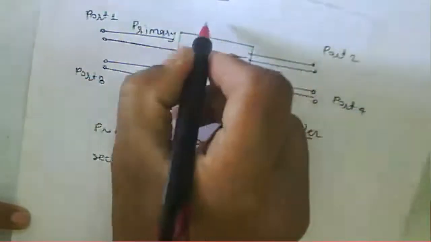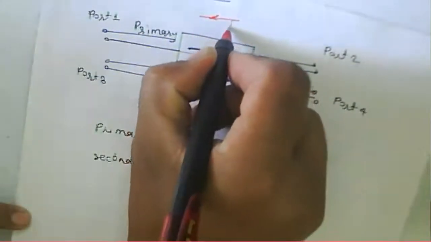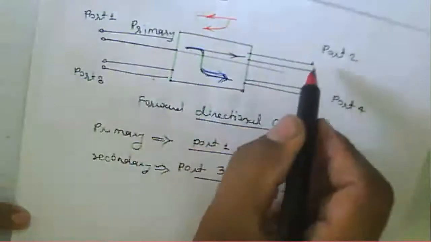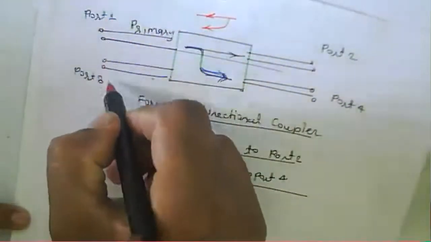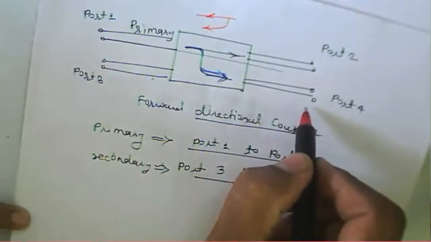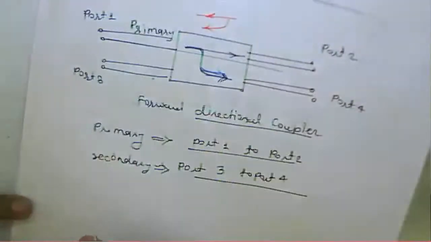In that case, what happens here? We couple the signal in this direction. Likewise, when we provide the input to port 2, output is available at port 1 and port 3. No power is coupled to port 2. So that is simple and straightforward.